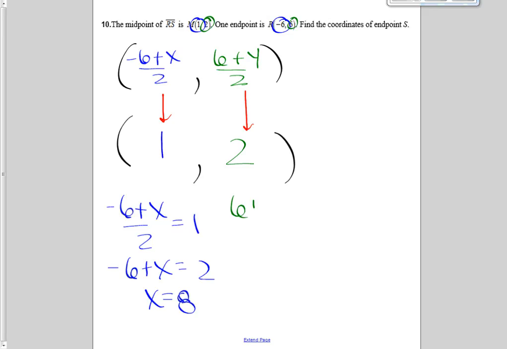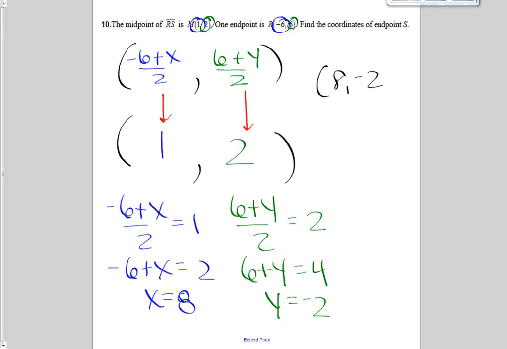Same idea over here. I know that 6 plus y divided by 2 has to end up equaling 2. Multiply both sides by 2. I get 6 plus y equals 4, and then subtract 6 from both sides. Y equals negative 2. So those 2 points, my answer, I have to put in the form of coordinates, right? So put a coordinate to the midpoint. So my answer to this is going to be 8, negative 2.